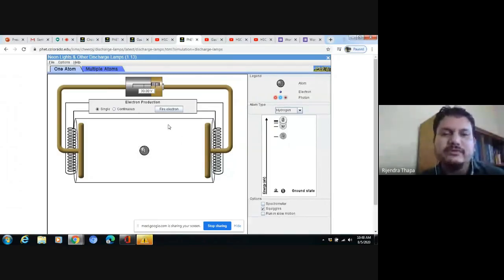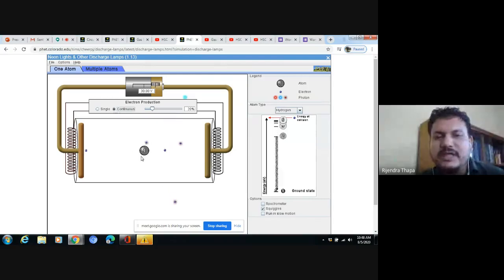Now let me fire an electron. Then what happens here? Let us see. As soon as the electron strikes this atom, the label of the atom is changed. It has been changed to 2, 3. But it doesn't remain for a longer duration of time. Within a short duration of time, the label 2 will change and will be labeled 1.